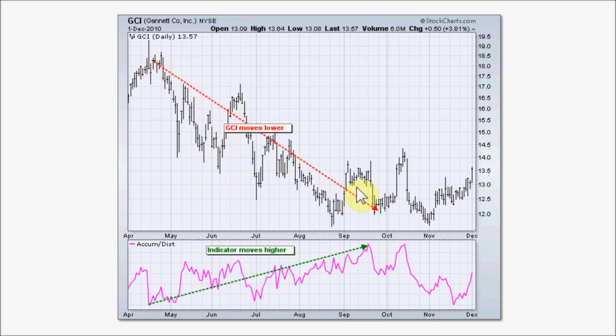GCI was in a serious downtrend while the AD line was in a pretty serious uptrend. So sometimes the AD line simply does not work. And as with most indicators, it is very important to use the AD line in conjunction with other aspects of technical analysis, such as the momentum oscillators and chart patterns. It is not to be used as a standalone indicator.